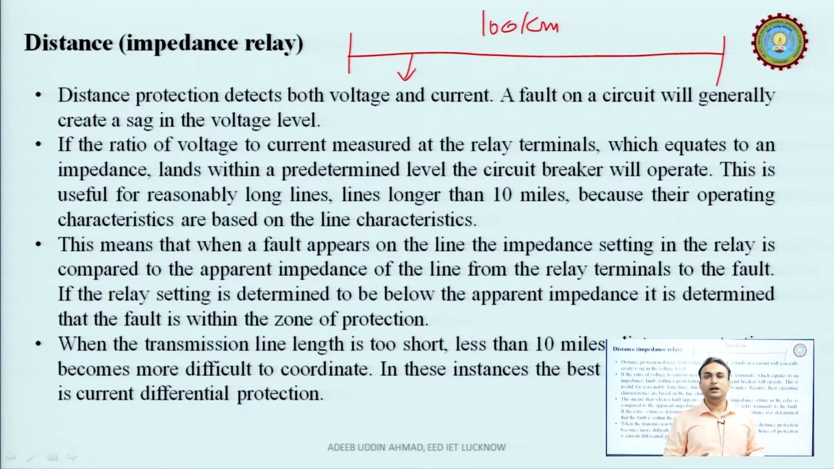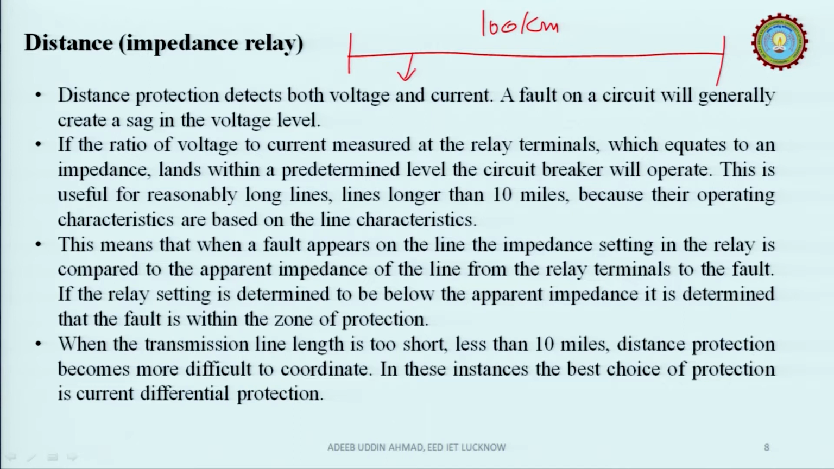This impedance protection is useful for reasonably long lines, because long line protection has complex procedures, and we do not want to waste our time checking the whole line. It is useful for reasonably long lines, longer than 10 miles, because their operating characteristics are based on the line characteristic. This means that when a fault appears on the line, the impedance setting of the relay is compared to the apparent impedance of the line.